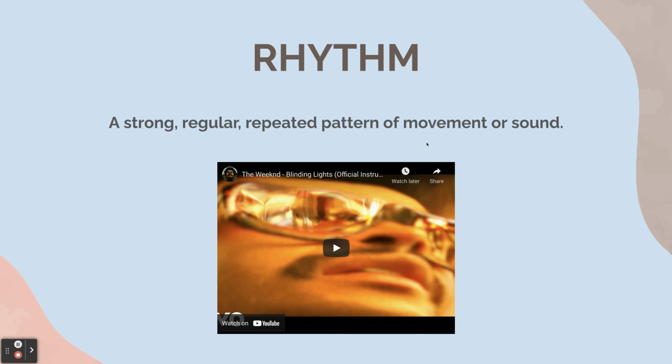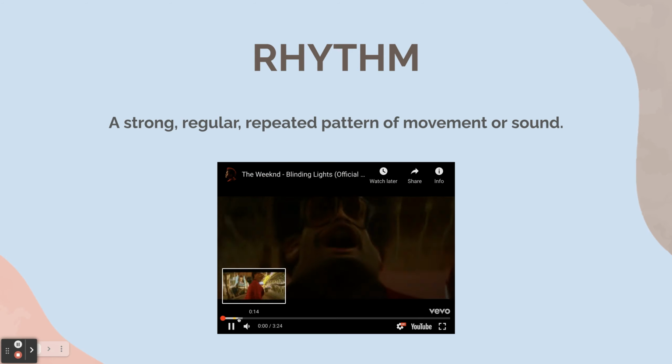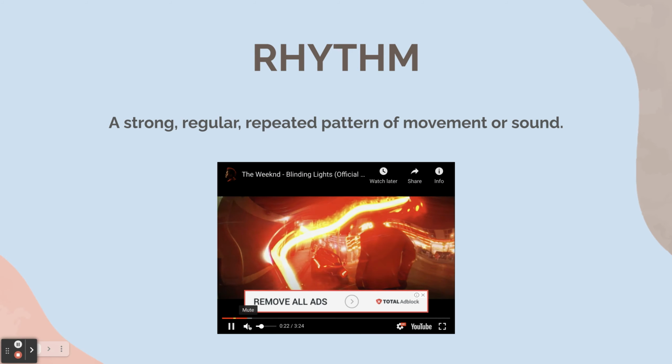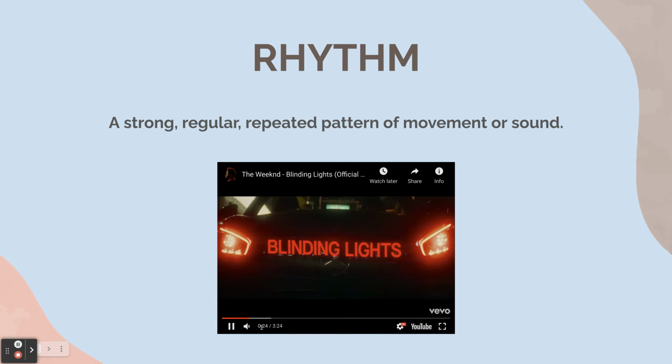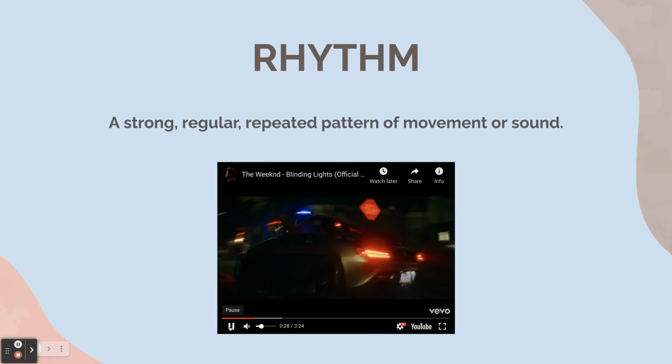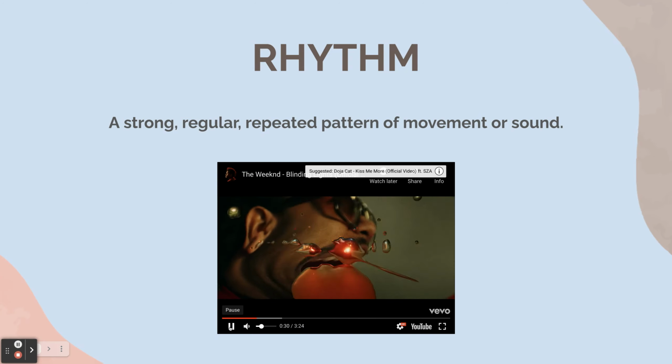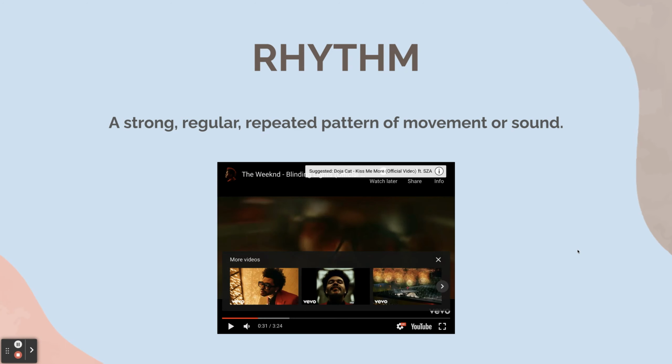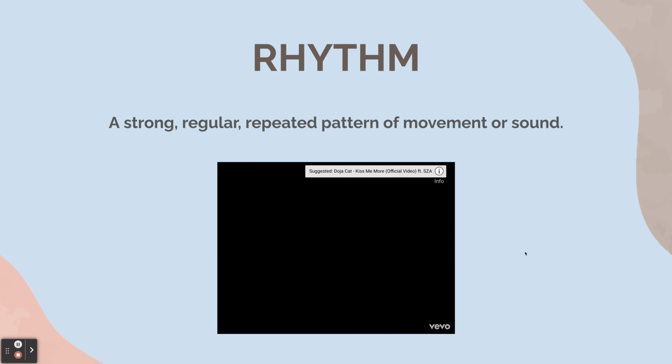So, rhythm, what is it? Rhythm is a strong, regular, repeated pattern of movement or sound. With this example below, we're going to listen to a quick rhythm from a song created through a series of beats. And you can probably hear the rhythm starting to repeat. So the artist is using a series of beats to create that pattern, that rhythm, right?